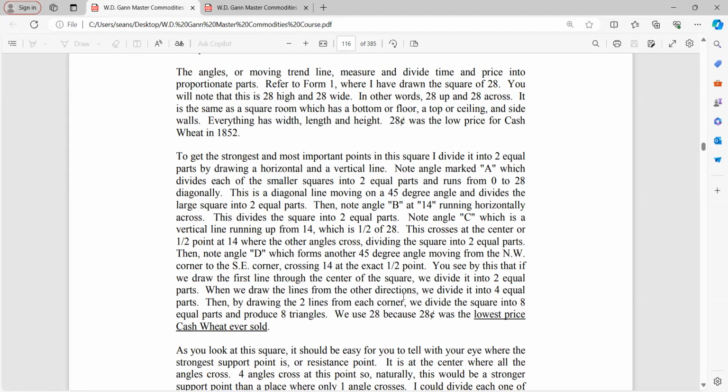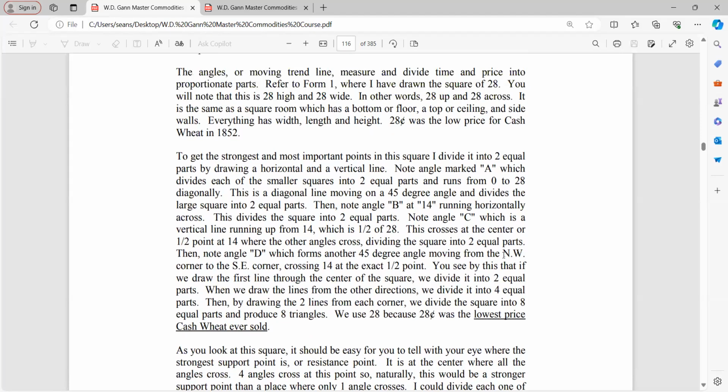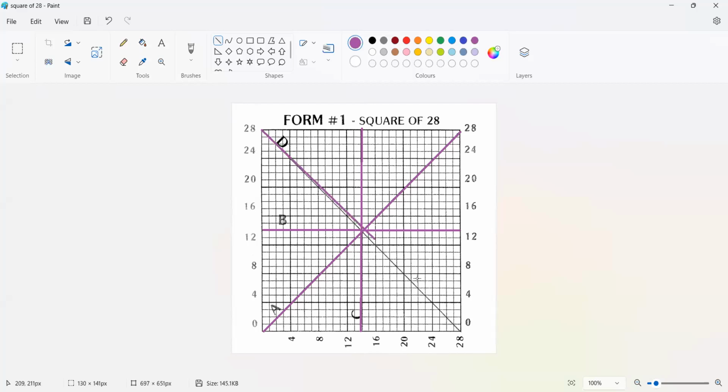Okay. So he says here, next thing we need to do, right? Then note angle D, which forms another 45-degree angle, moving from the northwest corner to the southeast corner, crossing at 14 at the exact half point. Now, the question is, Viral, I have a question for you. Why is he only mentioning direction in the last corner? Yeah, it's 45-degree. But why didn't he put the other directions? Why didn't he put northeast or east?